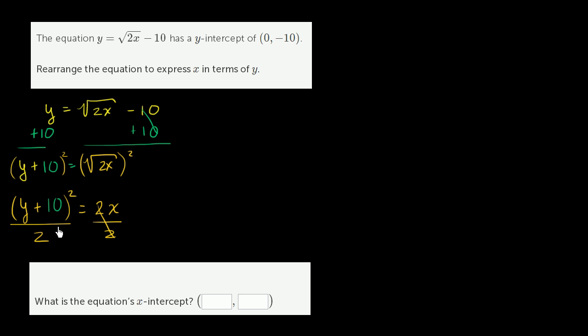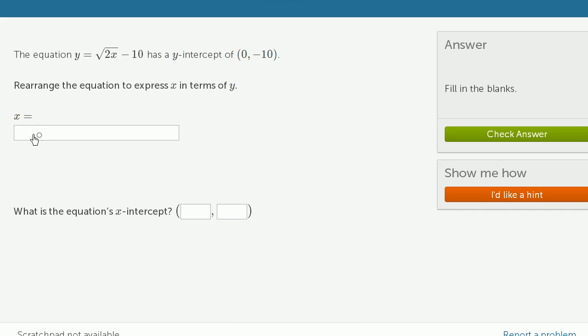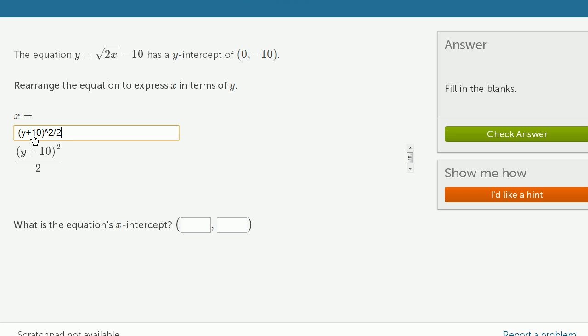So let me write that out. Let me actually type that into the program right over here. So x was equal to y plus 10 squared over 2, which is exactly what I wrote down on my scratch pad. And then they ask, what is the equation's x-intercept?